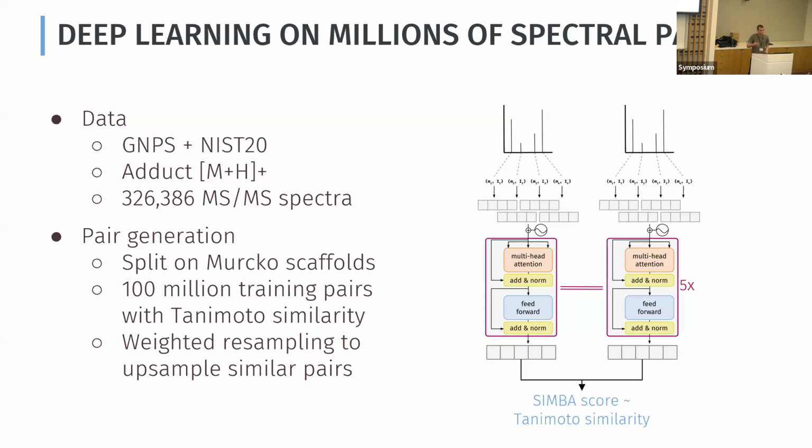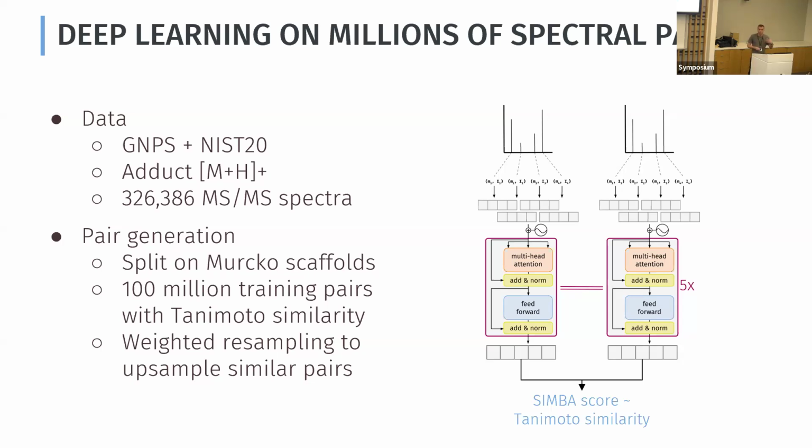So we started by compiling a large-scale training data set, because for these neural networks, the more data you have, the better. And so we used GNPS and NIST20. For our initial test, we limited to singly charged protonated adducts, which in the end gave us over 300,000 MS/MS spectra and about 30,000 unique compounds. And we generated training data from these spectra by splitting on Murcko scaffold. So this is also essential for machine learning approaches, that you have a very clear distinction between the training and test data. So we used Murcko scaffold to split into training, validation, and test set.